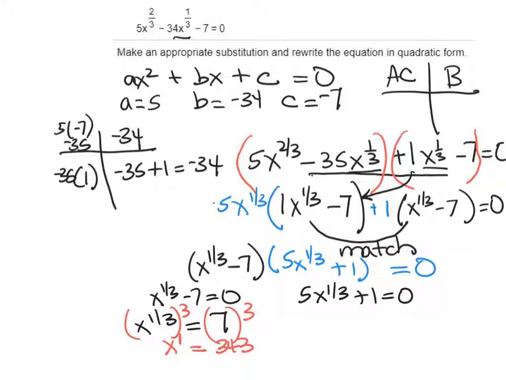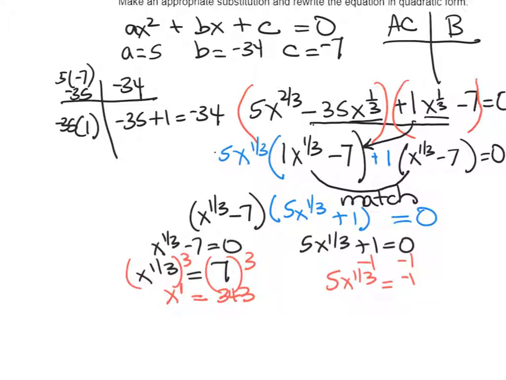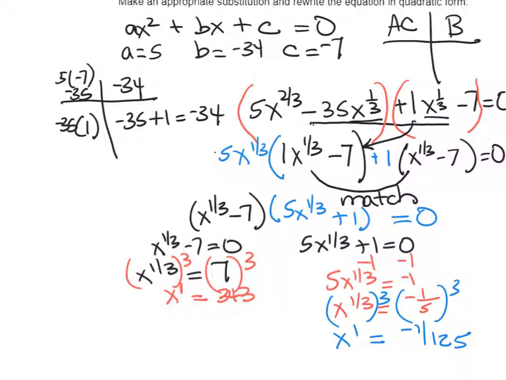And then over here on this one, I'm going to subtract 1. So I have 5x to the 1/3 power equals negative 1. I'm going to divide by 5. So I have x to the 1/3 power is equal to negative 1/5. And then the same thing, I'm going to raise this one to the third power. So this will become x to the first again. And then negative 1/5 times negative 1/5 times negative 1/5 is negative 1/125th. And those should be my two answers, but you make sure you check the answers.